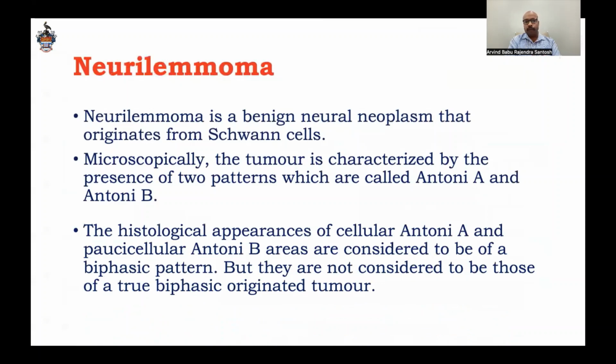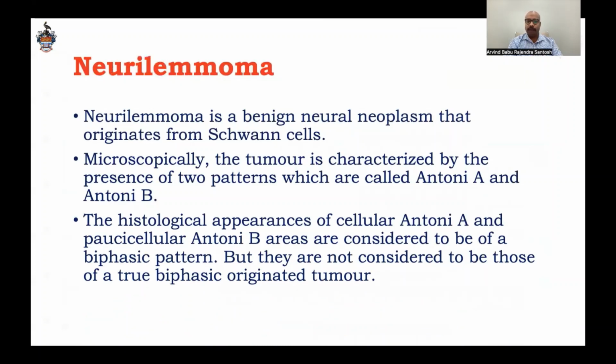The next thing is a neurilemmoma. Neurilemmoma is a benign neoplasm that originates from the Schwann cells. This is considered to be a bimorphic or a biphasic tumor because of this pattern of appearance. As we all know, there are 2 patterns there, Antoni A and Antoni B pattern. So it's considered to be like a biphasic, but it's truly not a biphasic because it's not a malignant tumor and it's not representing the bimorphic pattern.